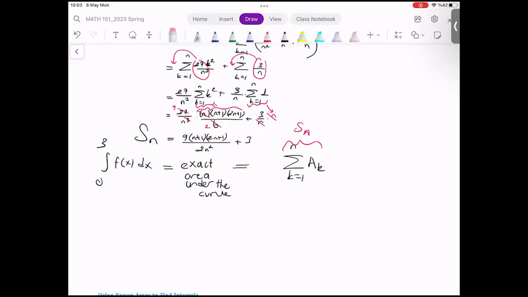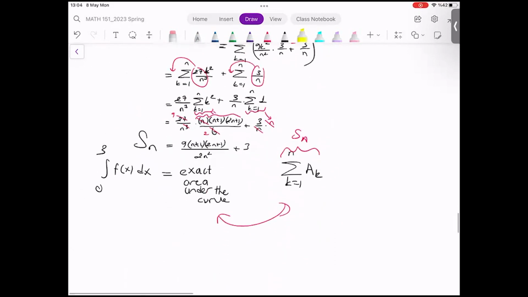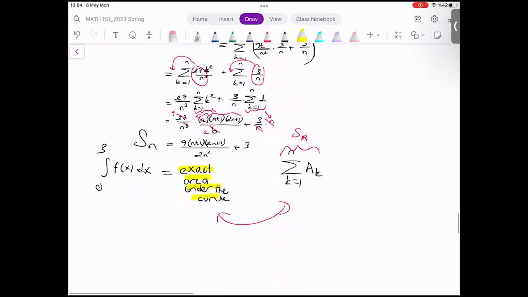Are they the same? These two. No, they are not the same. Look at your picture. We have errors. The sum of the areas of the rectangles gives you some bigger value than the exact area. You see they are exceeding the exact area over the yellow shaded parts. So the exact area under the curve is not the same as the sum of the areas of the rectangles.